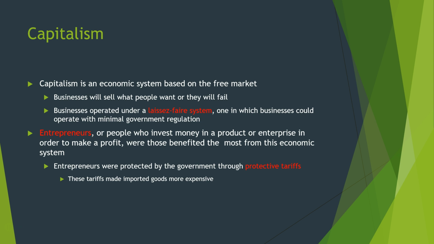As all of this is going on, the United States develops a capitalist system based upon the free market. It's largely built upon a book written by Adam Smith called Wealth of Nations, in which he describes what he refers to as the invisible hand. This is the idea that businesses will sell what people want, or they will fail. If I open up a pizza place that only sells pepperoni and anchovy pizza, the likelihood that it stays open for any amount of time is not very high, because people don't want to buy pepperoni and anchovy pizza. In a capitalist society, if people are unwilling to buy what you are selling, your business is going to fail.